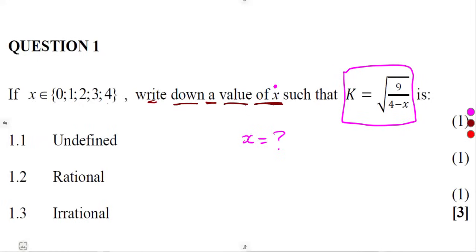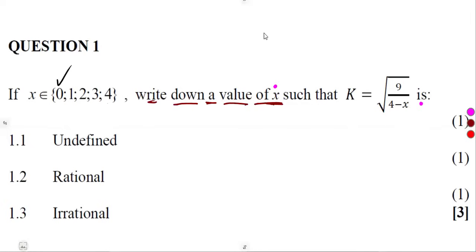K is this part, which is having X. We can see that there is X there. But in this condition, this K that we are given, they want a condition that it is 1.1 undefined, 1.2 rational, 1.3 irrational. So guys, for us to simply answer this question, let us just substitute these values as they are and see which one of these is going to give us what is given on these questions that we have.